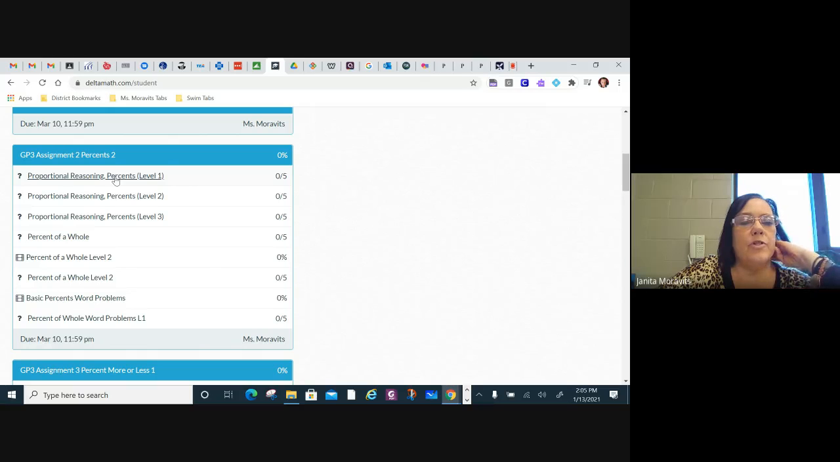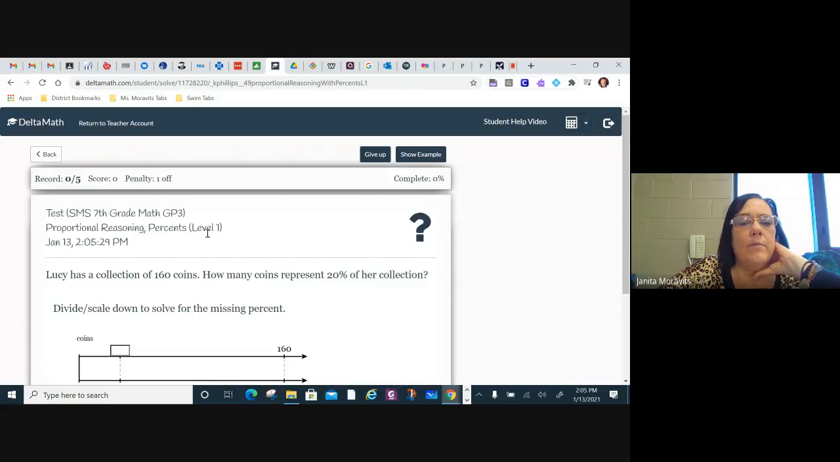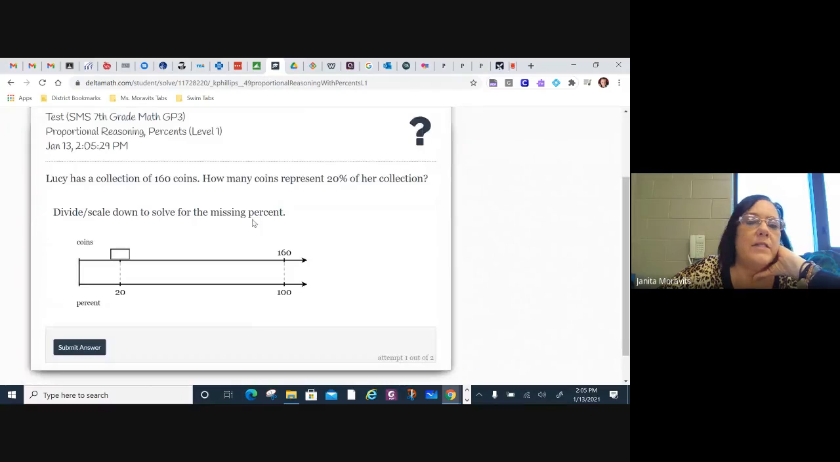All right, proportional reasoning, percents level 1. We're going to take a look at the way they have this set up. It says Lucy has a collection of 160 coins. How many coins represent 20% of her collection? Well, her whole collection is 160. So 160 coins represent 100% of her collection. All right, so we want to know how many coins are in 20%.